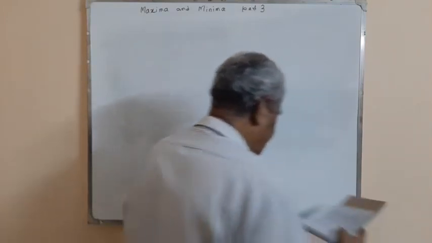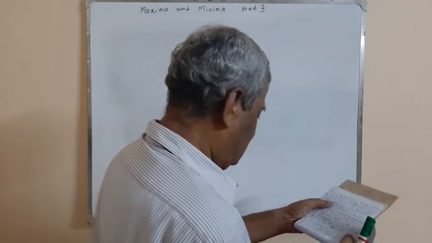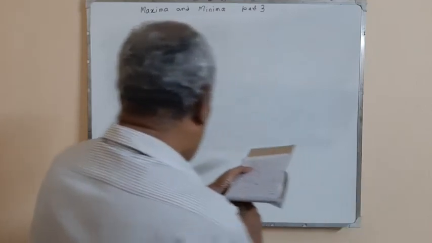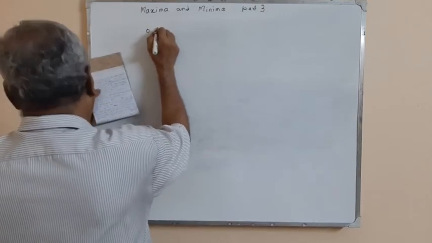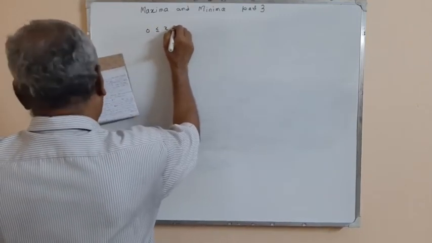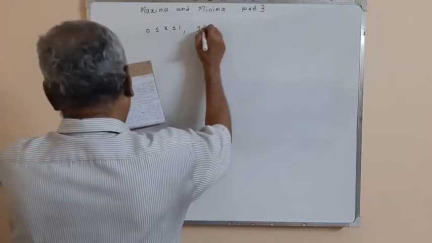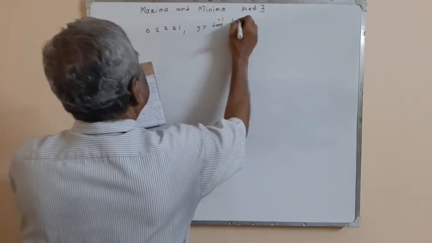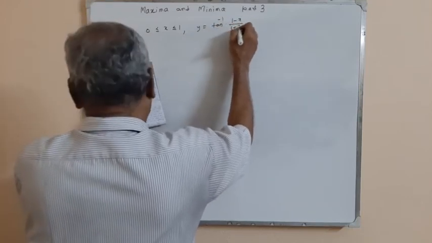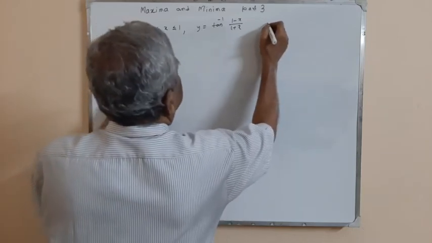Next. For all values of x in 0 less than or equal to x less than or equal to 1, y is equal to tan inverse of (1 minus x) by (1 plus x) lies between a and b.